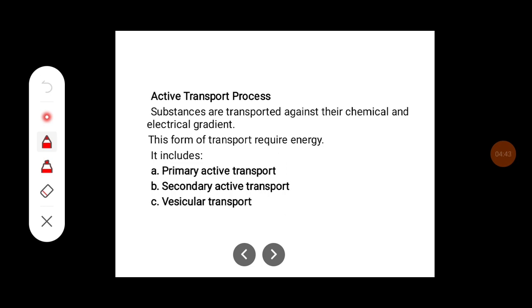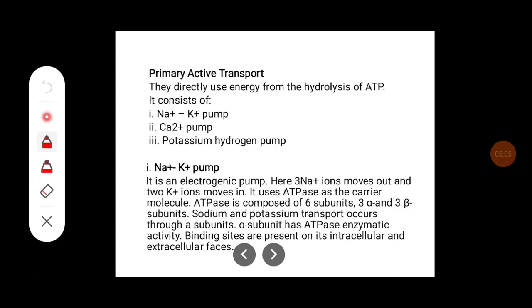Coming to active process, here the substances are transported against their chemical and electrical gradient. This form of transport requires energy in terms of ATP. The different types of active transport are primary active transport, secondary active transport, and vesicular transport. In primary active transport, they directly use energy from the hydrolysis of ATP.